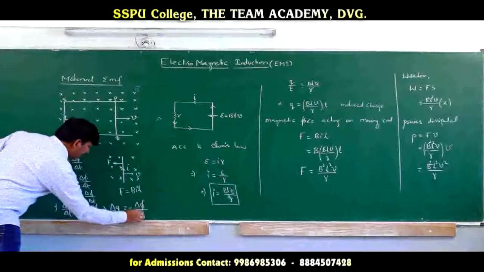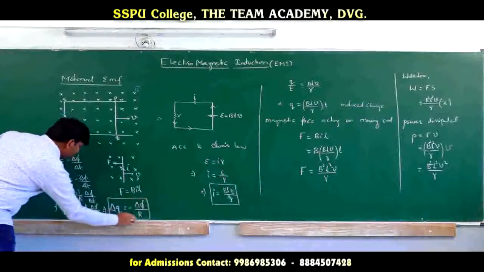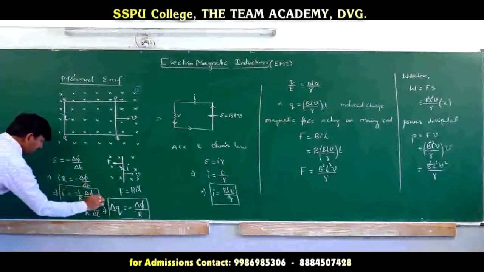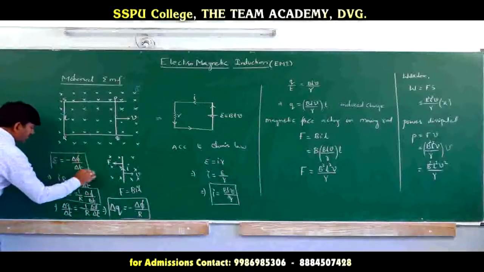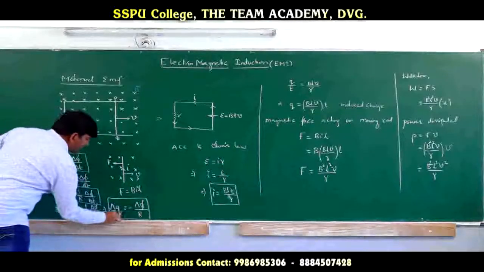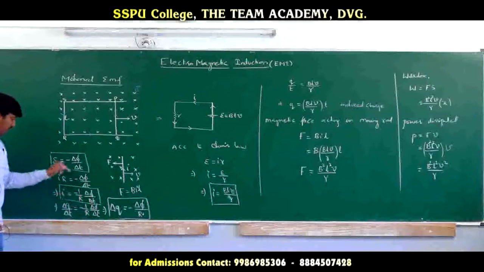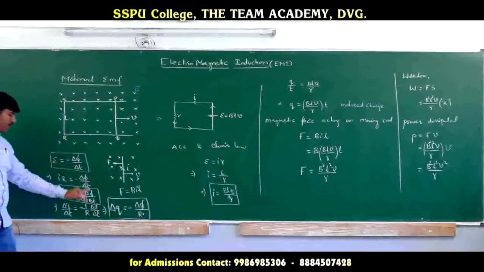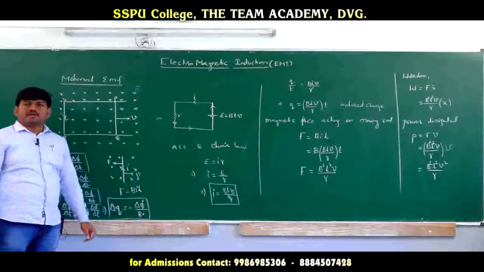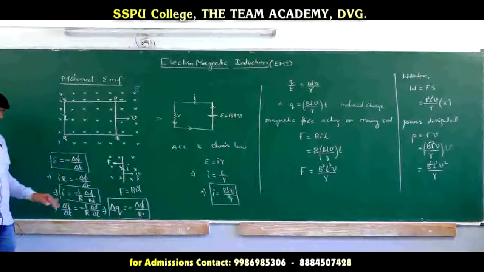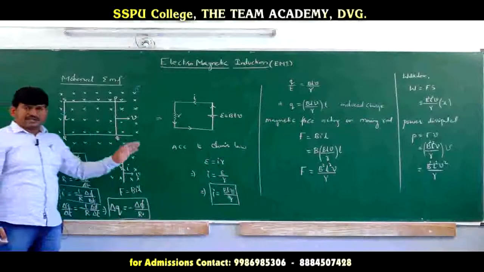divided by R. So if you observe here, induced current depends upon time, induced EMF depends upon time, but induced charge is independent of time parameter. Is it clear? Induced current is depending upon time, induced EMF is also depending on time, but induced charge is independent of the time parameter. Is it clear? This is about the motional EMF.